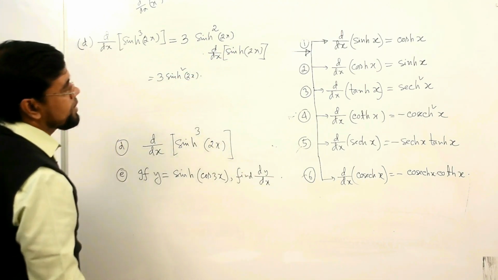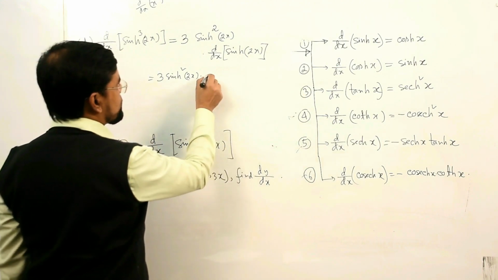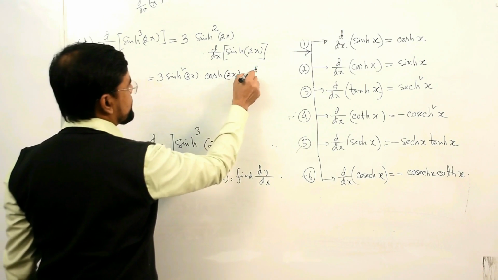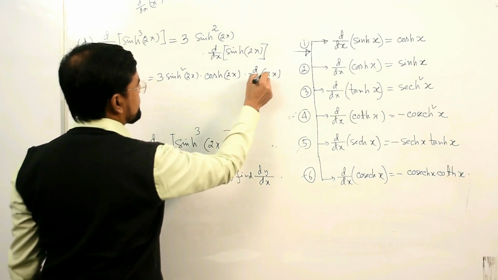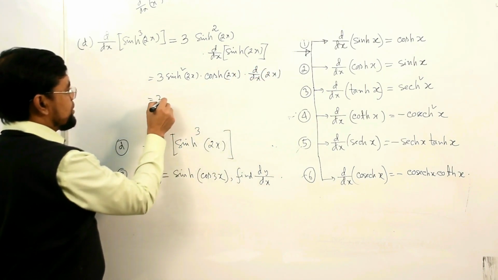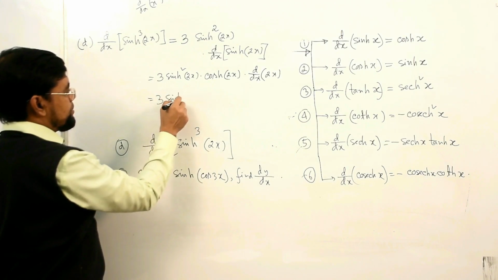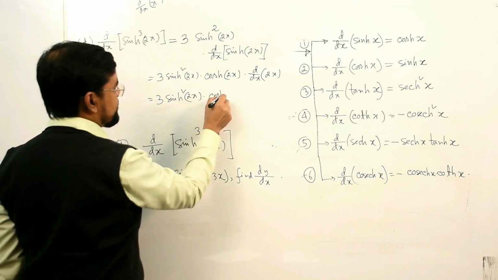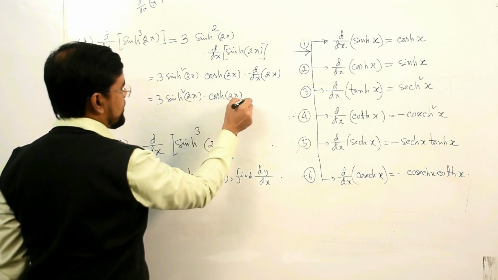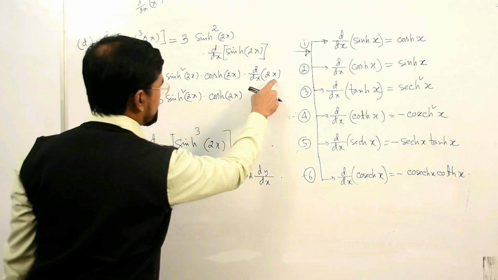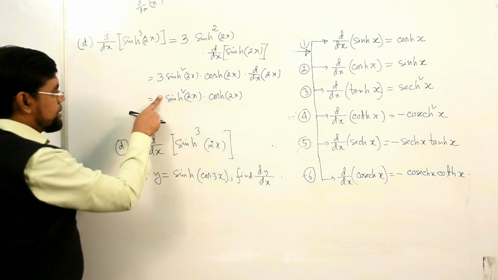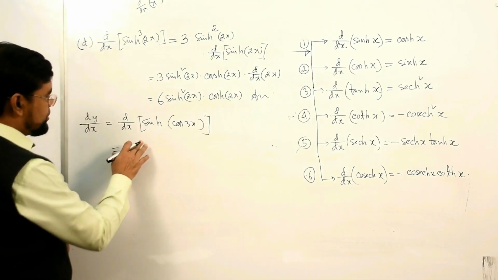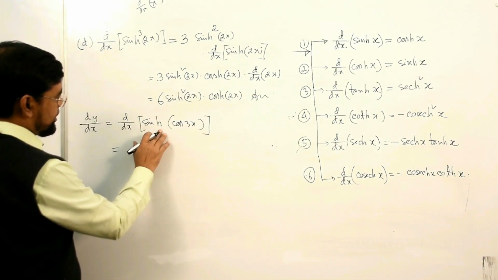the derivative of sine hyperbolic x equals cosine hyperbolic 2x times the derivative of 2x. This equals 3 sine hyperbolic square 2x cos hyperbolic 2x times 2. The derivative of 2x equals 2, so I should write here 6. So this is the answer.